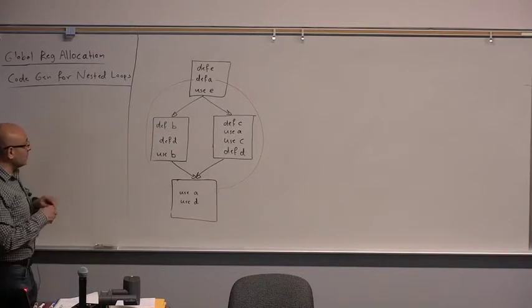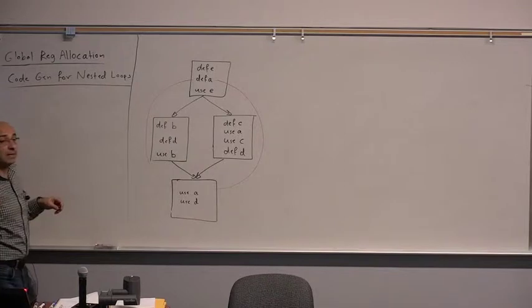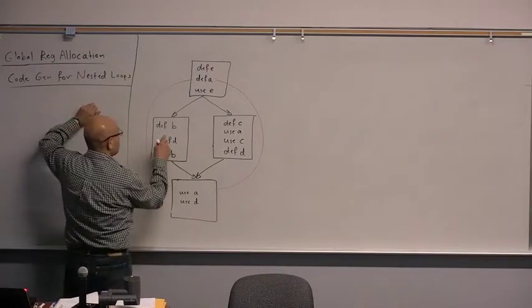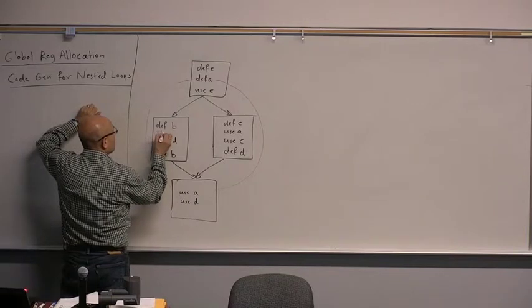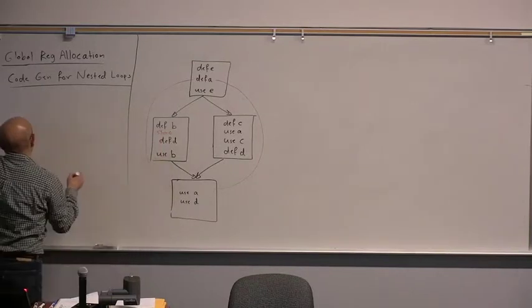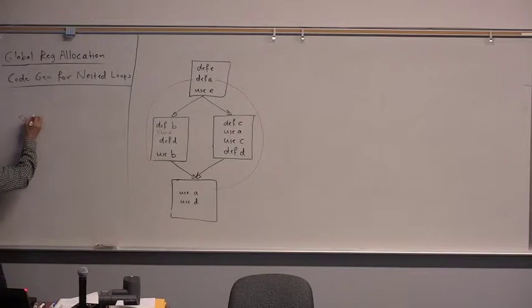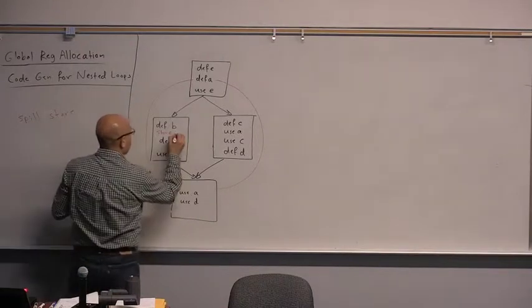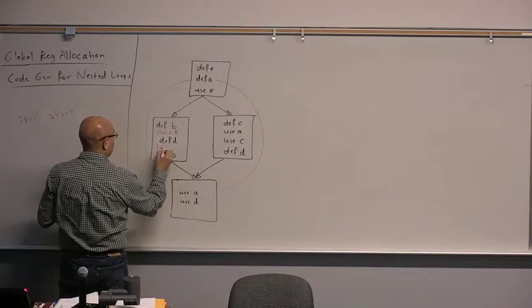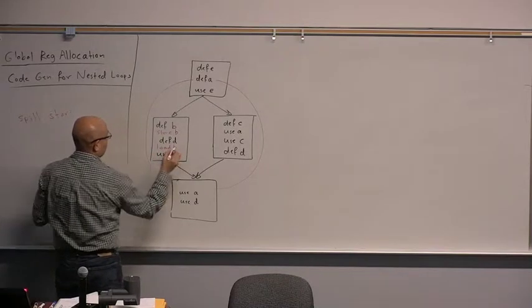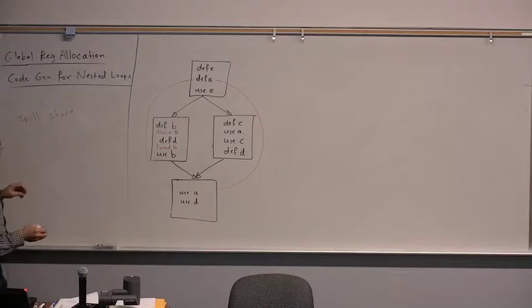So the first thing that we did, we tried to spill B. So we defined B and stored B. Spill is store. By the way, sometimes I use spill and store interchangeably because spilling is basically storing in memory. So store B, and then we load B again, and then we use B.